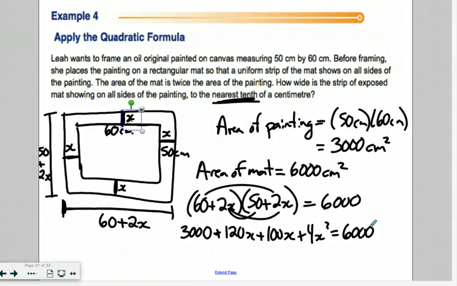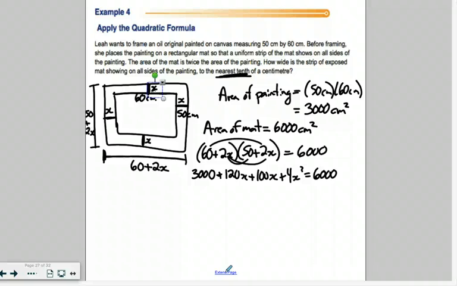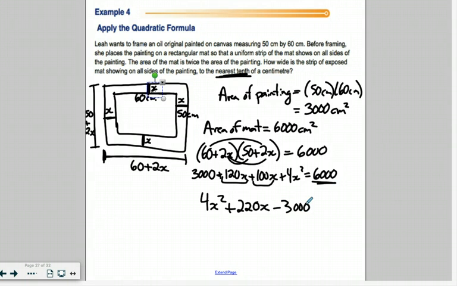Okay? Now, once again, what we're trying to do here is solve for x, right? We want to create a quadratic equation that's in standard form and set equal to 0. So combine like terms where I can. I've got my 4x squared, I've got 100x plus 120x, so that's going to give me plus 220x. And then I can bring this 6,000 over to the other side by subtracting it, and it's going to be minus 3,000 is equal to 0. Right? From here, I can use my quadratic formula.